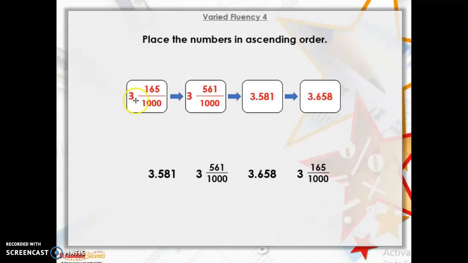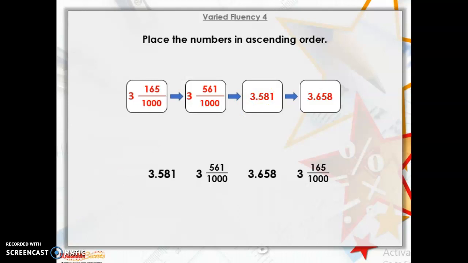Okay, so 3.165 is the smallest, okay, because it's got a 1 in the tenths column. 3.561 comes next. It's got a 5 in the tenths column, and this has got a 5 in the tenths column. So we go to the hundredths column. There is a 6, there is an 8. Okay, the 6 is smaller than the 8. So this will come, and then this one will come, and then here we've got a 6 in the tenths column, which is larger than the 5 in the tenths column. Okay?